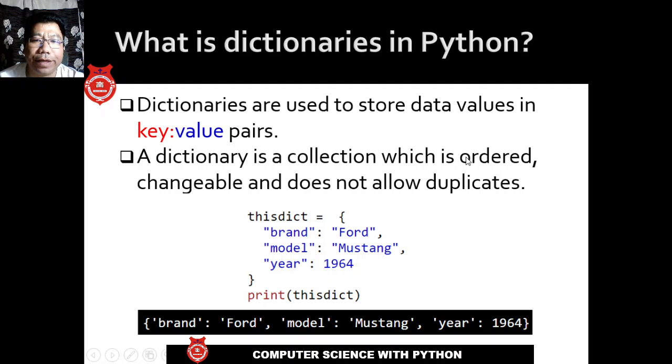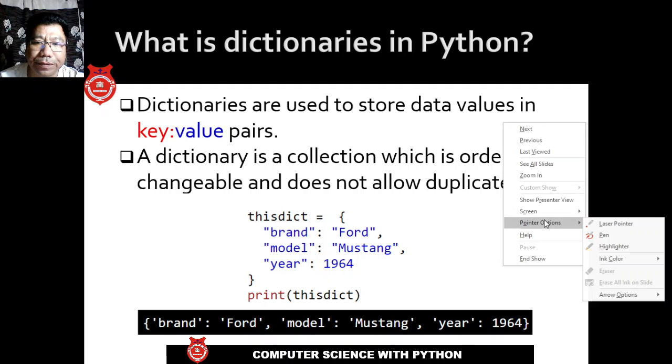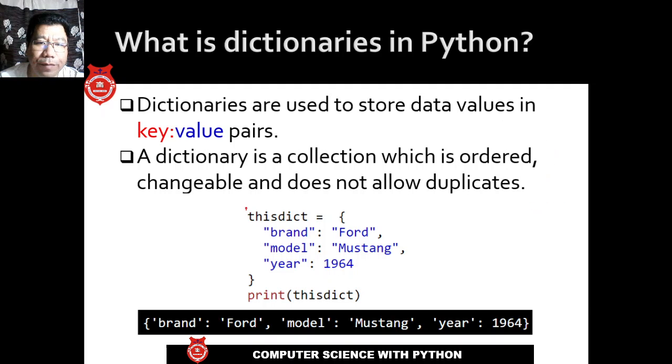A dictionary is a collection which is ordered, changeable and does not allow duplicate keys, not duplicate values. For example, in this dictionary, the name of the dictionary is thisdict, and it has brand, which is the name of the key, and Ford is the value. It also has model, which is the name of the key, and Mustang is the value. It also has year, which is the name of the key, and 1964 is the value.